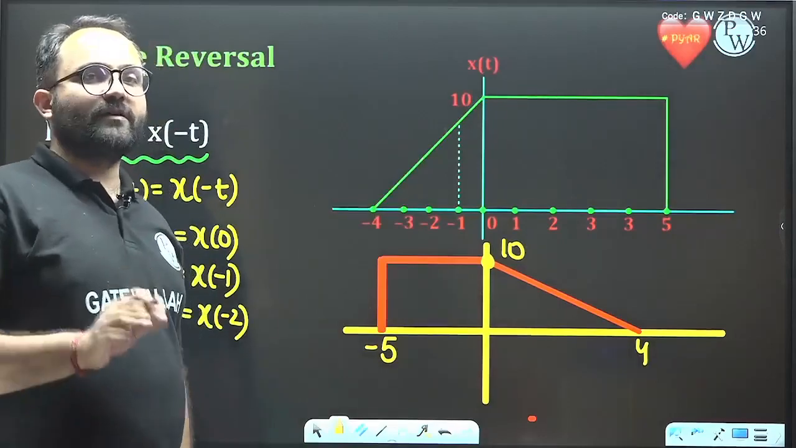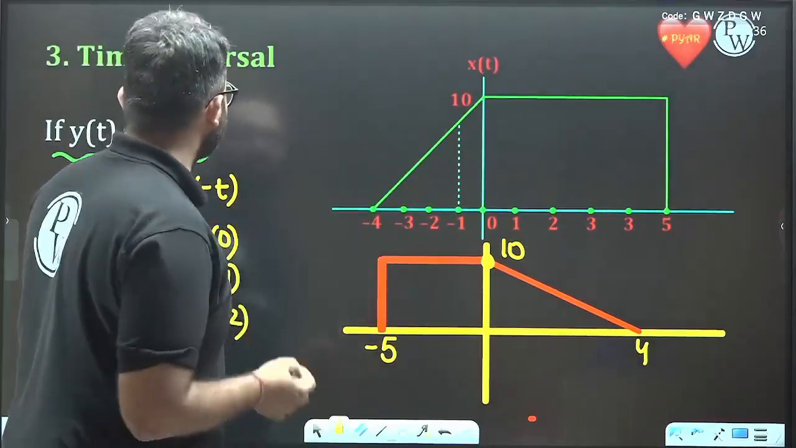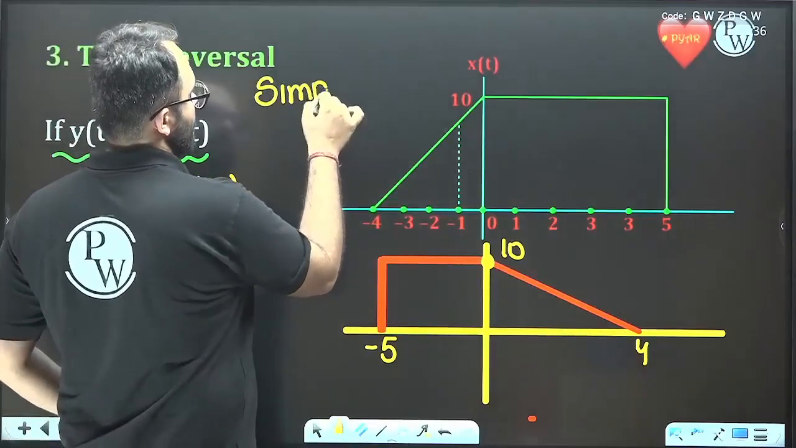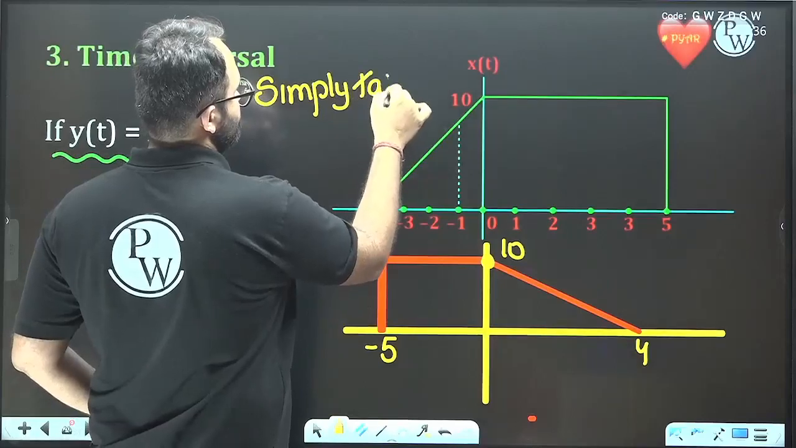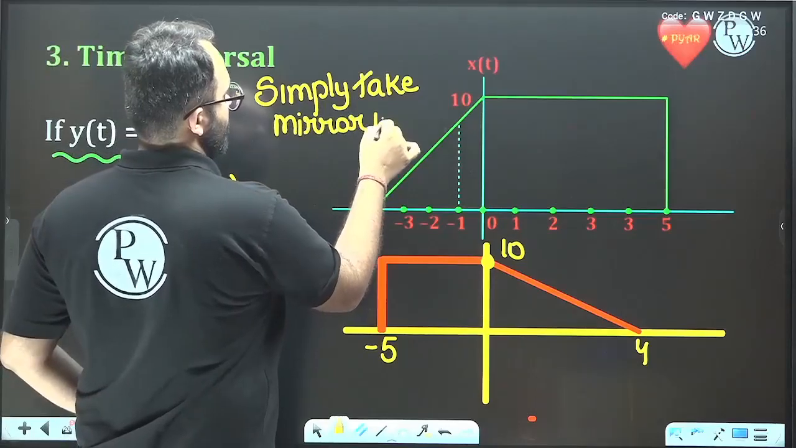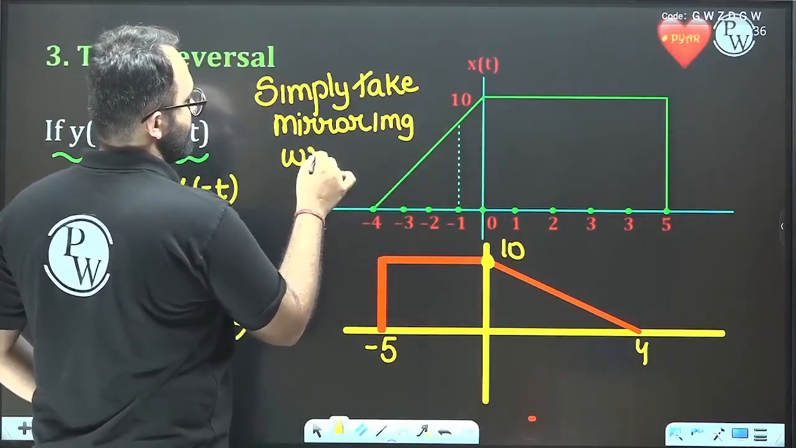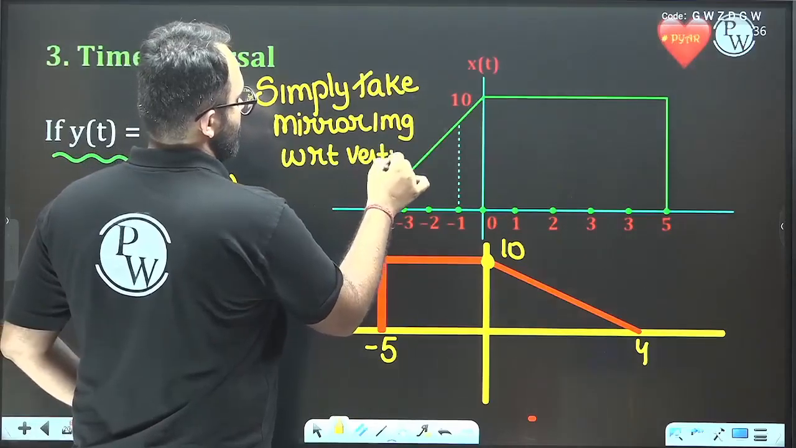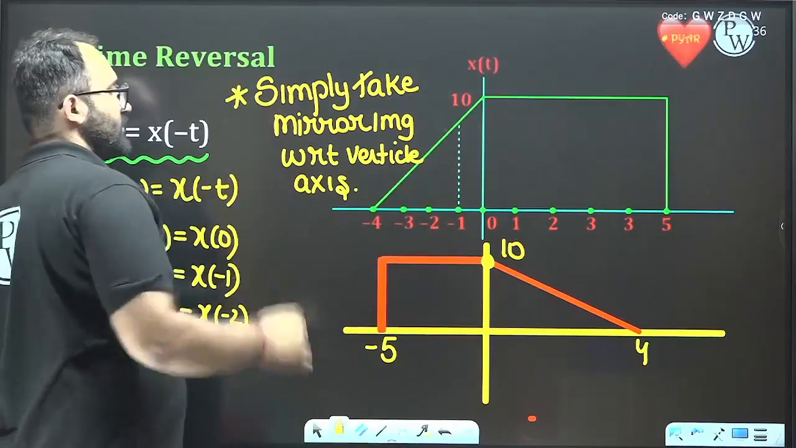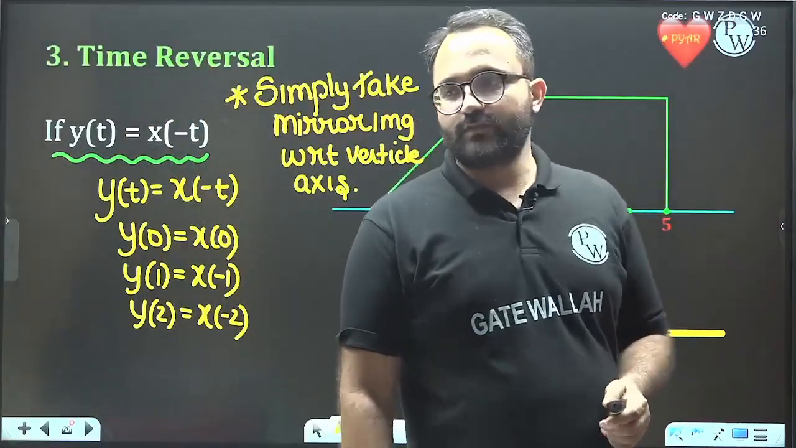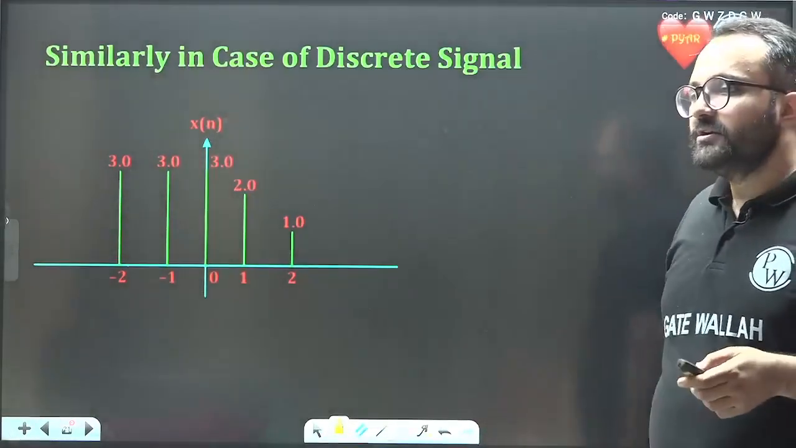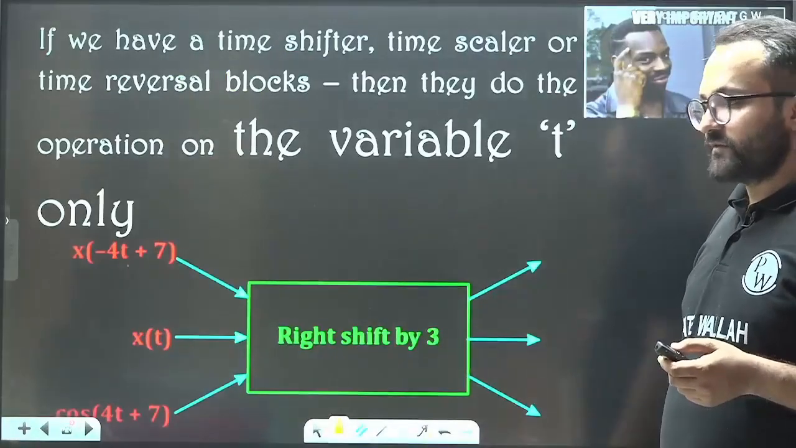In case of time reversal, it is the same process, whether in the continuous or discrete domain: simply flip, or take the mirror image with respect to the vertical axis. I hope all of you will be able to do this. No issues in this. Similarly, in this case also, we will simply flip it and we'll get the time reversal.